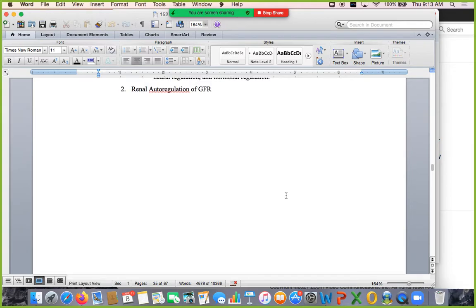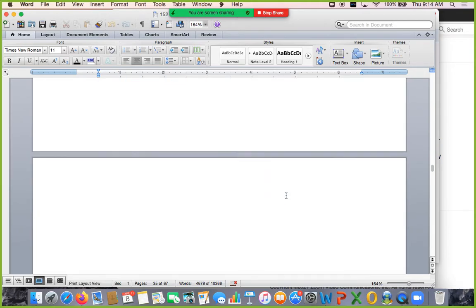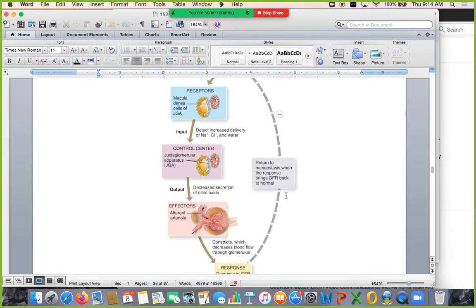Okay, so let's talk about renal autoregulation. We can autoregulate the glomerular filtration rate when we get information from receptors from the juxtaglomerular apparatus, which in turn affects the afferent arteriole, which is where the blood supply is coming in.